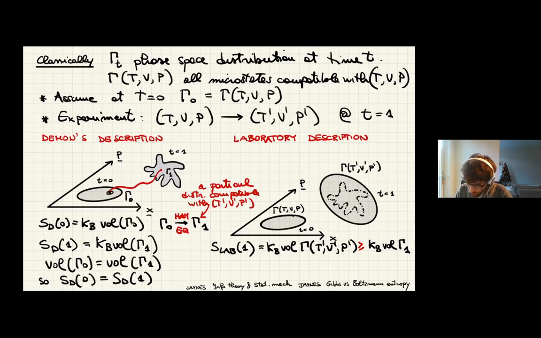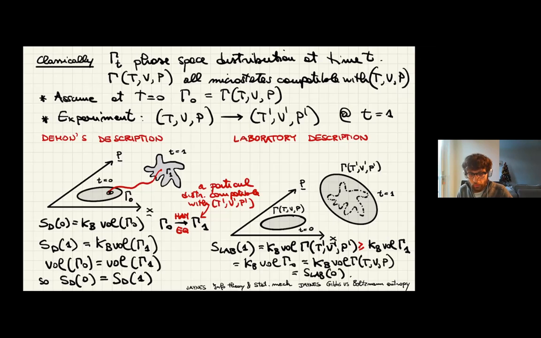So this is the crucial point, because then again, we are just using the fact that entropy is conserved. So the volume of gamma 1 is equal to the volume of gamma 0. And so this by definition is Kb times the volume of omega of TVP, which is the laboratory entropy at time 0.